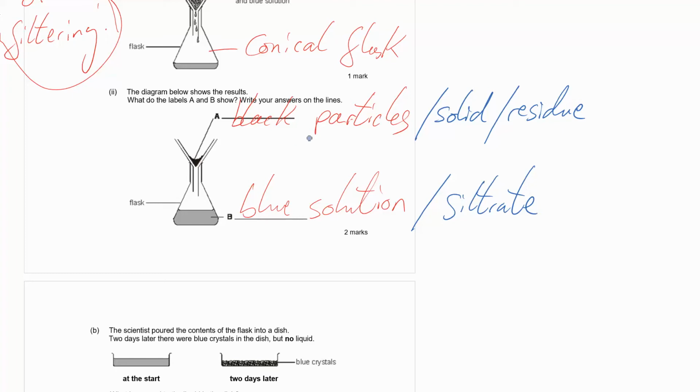Some students for part A put this one, so this top one here, as the solute. Now I like what you're thinking, because B is the solution, but the solute would be dissolved in the solution, so it can't be the solute, because that would have made it through the filter paper.